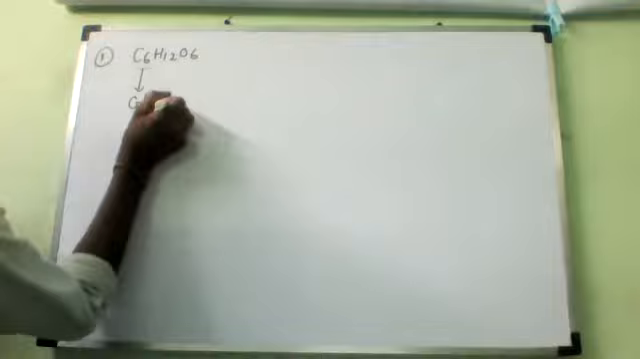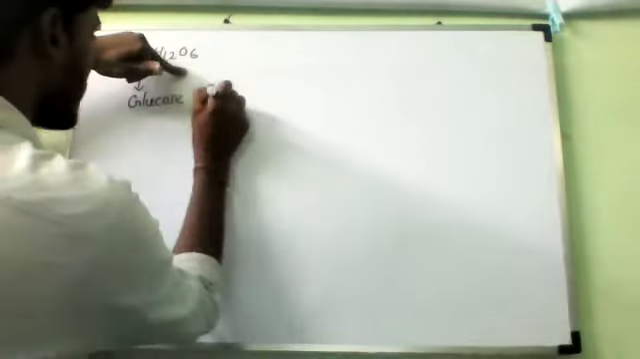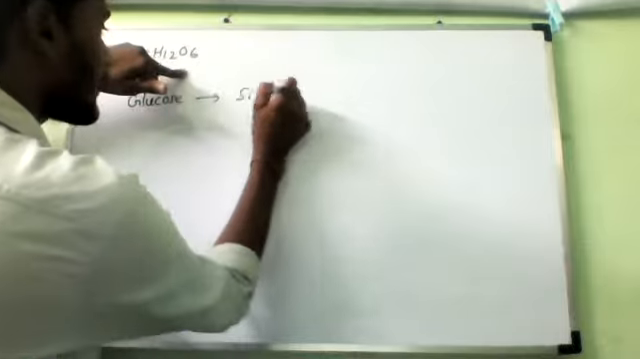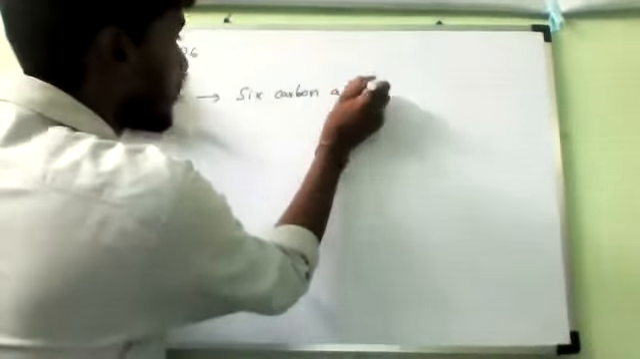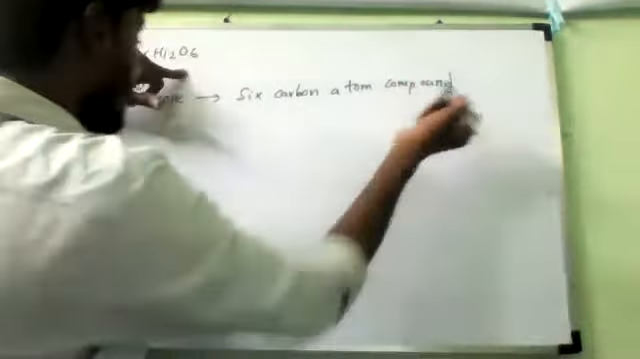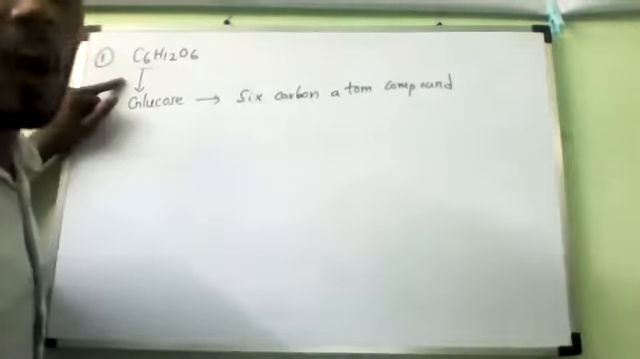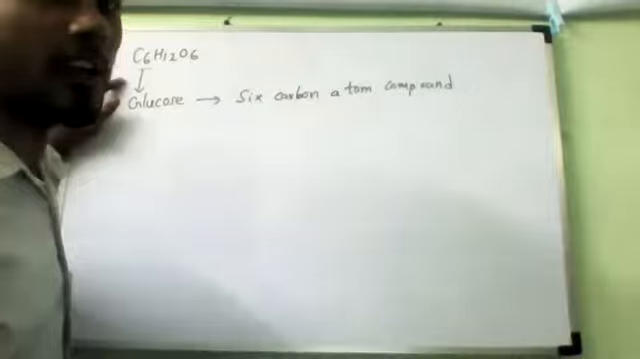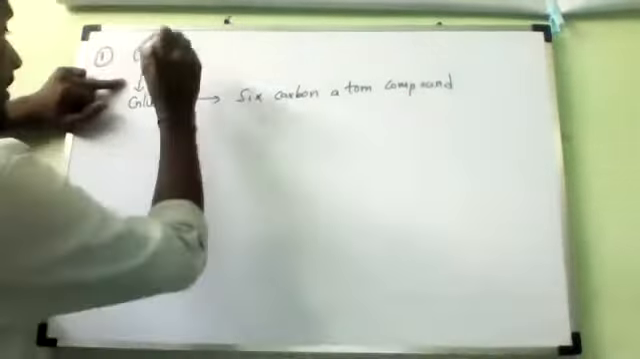So glucose is C6H12O6, a 6 carbon atom compound. That is what you should remember. And the first point you should remember is this glucose is the simple food which is oxidized in the cells of the organism during respiration. That is the first point you should remember.